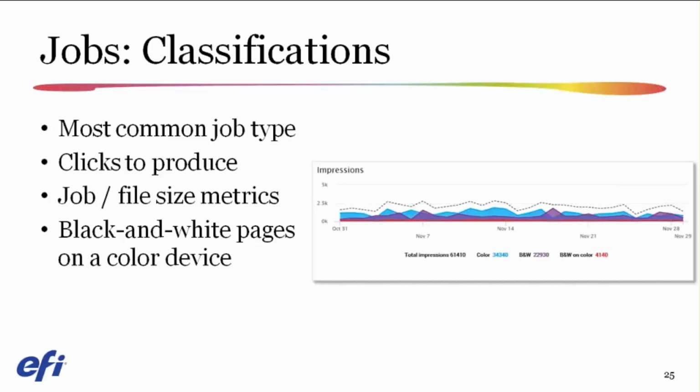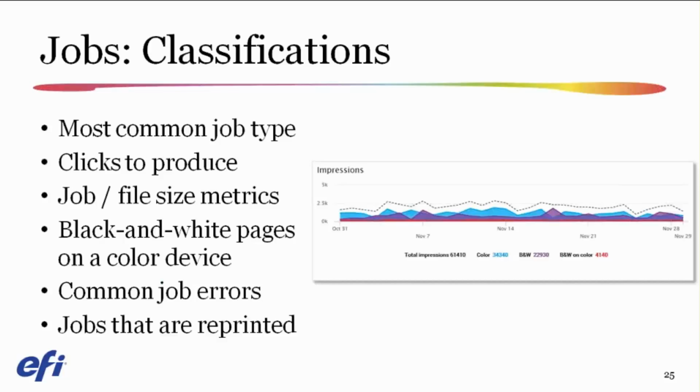Tracking things like black and white pages on a color device. Do you know how many black and white pages that you sent to your color device last quarter? If you know the price between your black and white and your color click count, do you know how much that cost you? Do some jobs err more than others? Is there a pattern you can look for and perhaps do some pre-flight on those jobs? And you've got jobs that are reprinted. Do you know if they're reprinted and thrown away, or are they reprinted and they're reordered? So once again, think a bit about jobs.